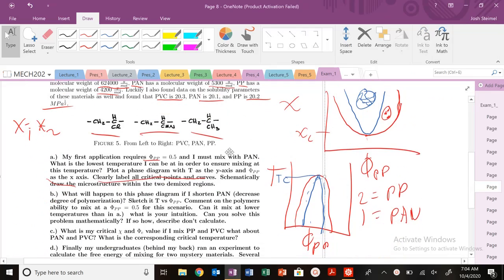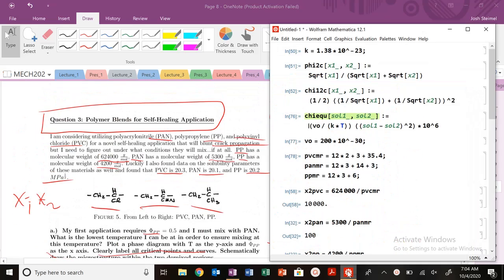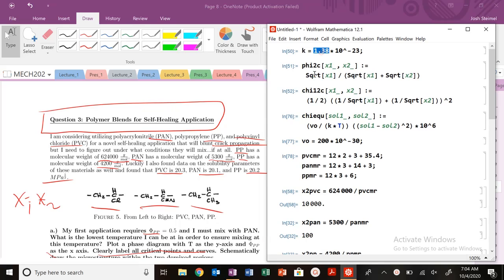So molecular weight, we want to get to the degree of polymerization. So we're going to define everything in this Mathematica notebook. So I have K, I have my phi 2C, how to calculate that critical value, because that's what we're going to be asked in this problem. My chi 1 2C, my chi equation to solve for the critical temperature from that Hildebrand expression right here.